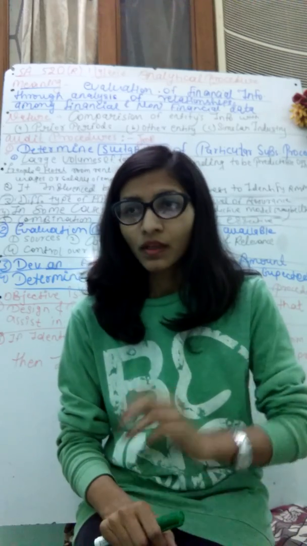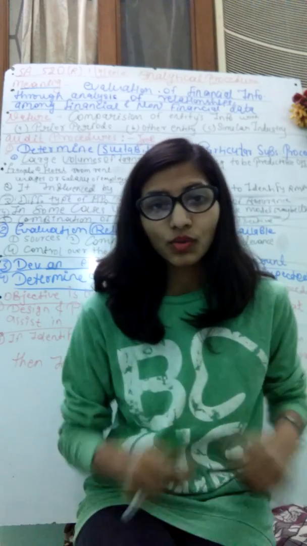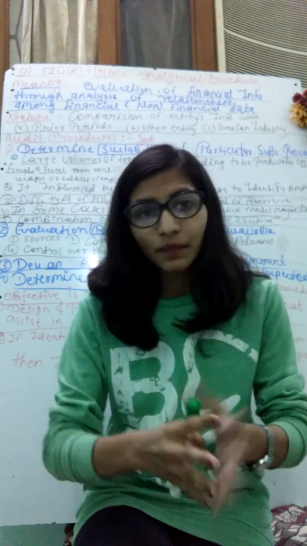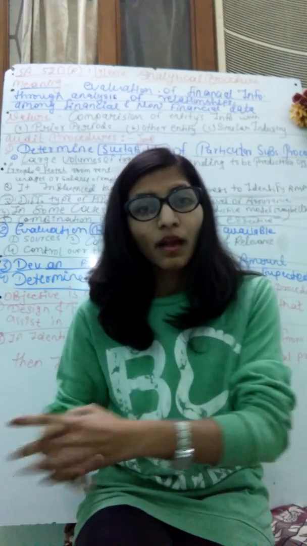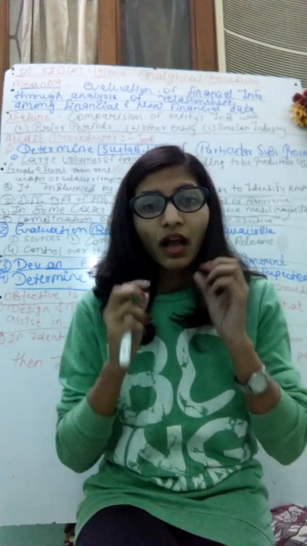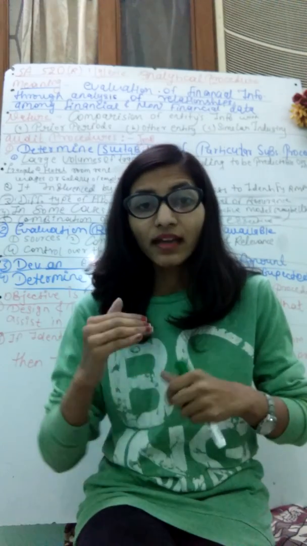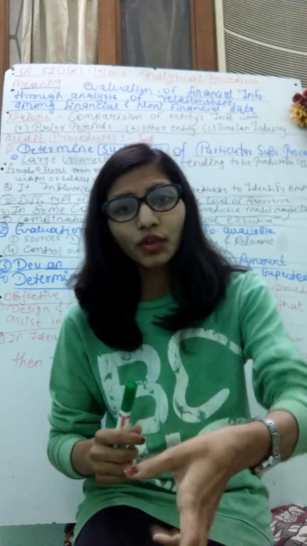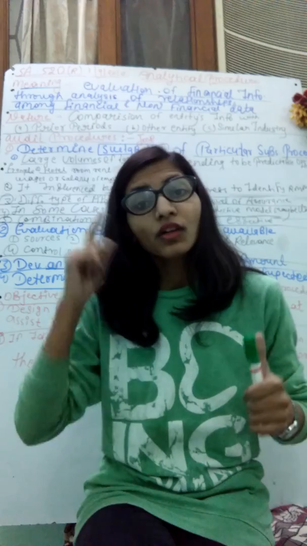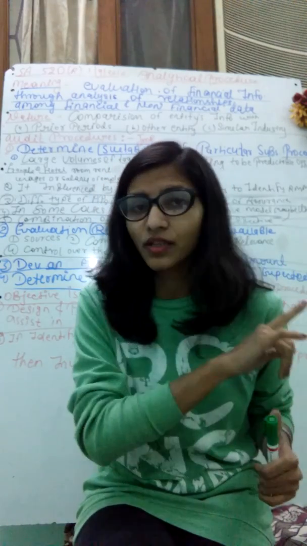One more example we take here: wages and salaries of employees. Number of employees multiplied by average salary per month multiplied by number of months, so that we get an idea of the salary of the employees, and then we check the salary with the actual figure. If there are big deviations, then you investigate further or you inquire from the management.